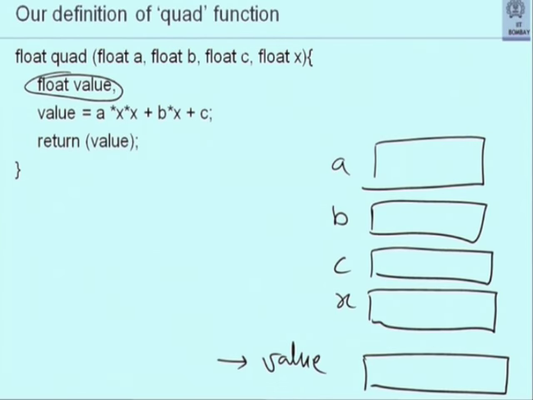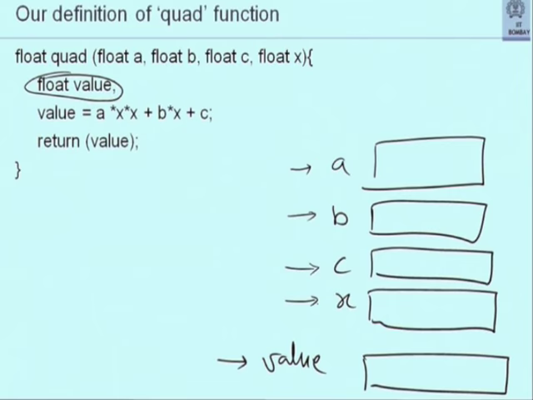But there are additional locations. And how do they come about? They come about because they are listed as parameters in the function definition. So I have said float A, float B, float C, float X. And that is why A, B, C and X are locations which are created by the function. Actually, what is important for the function is to know in which order the parameters will come and what is the type of the value. It is adequate actually for the function to know that there are four parameters.